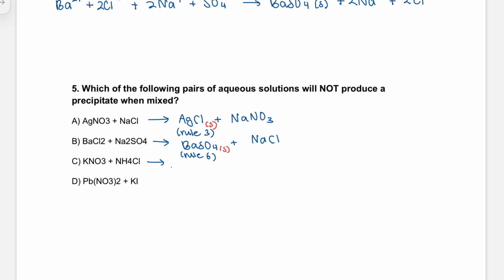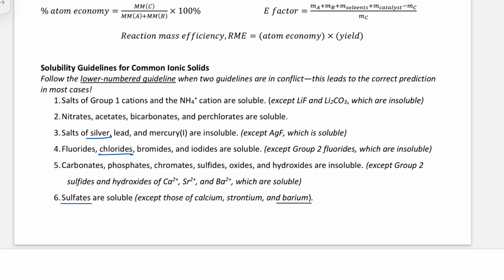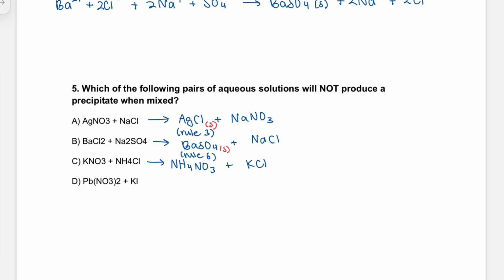Next, we have NH4NO3 plus KCl. And let's see if NH4NO3 is soluble. This is soluble because rule 1 says the NH4+ cation is soluble, and it also says that nitrates are soluble, so rule 1 and 2. So we have something aqueous here, and then KCl is also going to be soluble because K is a group 1 cation, and because of rule 1, we know that that makes it soluble.